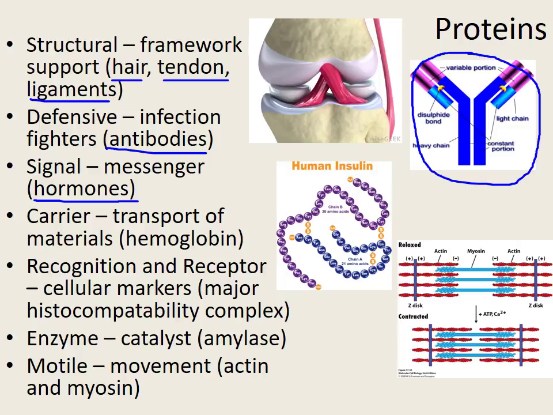Transport of materials, again, hemoglobin. Hemoglobin is very, very important. It is a protein that's found in our blood, in our red blood cells, and it's used to bind oxygen when we breathe it in. Recognition and receptors: the histocompatibility complex, you don't need to know about that, but cellular markers are signaling other cells using this histocompatibility complex.